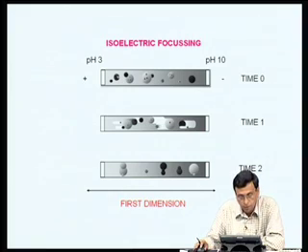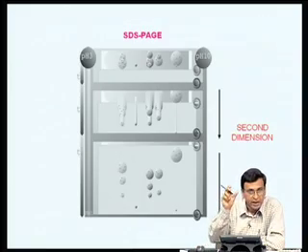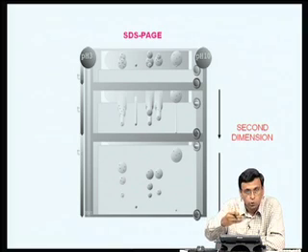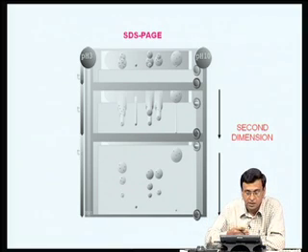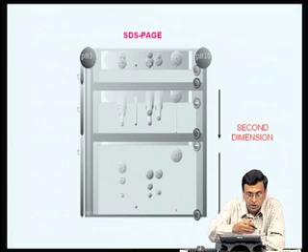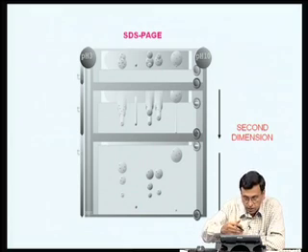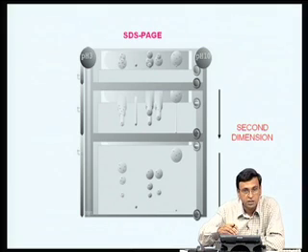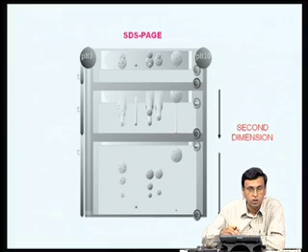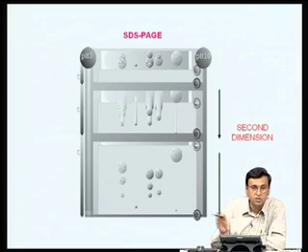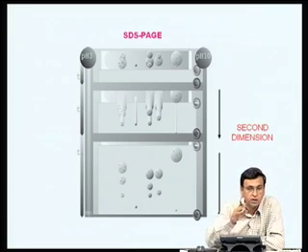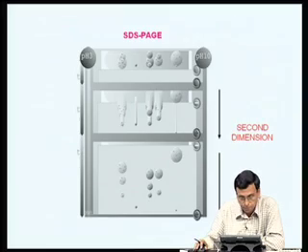Once you have done that, you take this strip and subject it to SDS polyacrylamide gel electrophoresis, where the proteins which have been resolved based on their pI now move in the electric field and get separated based on their mass. High molecular weight proteins migrate less, and low molecular weight proteins move further. So ultimately, at the end of this two-dimensional gel electrophoresis, you end up with proteins which have been resolved based on their charge as well as their mass.